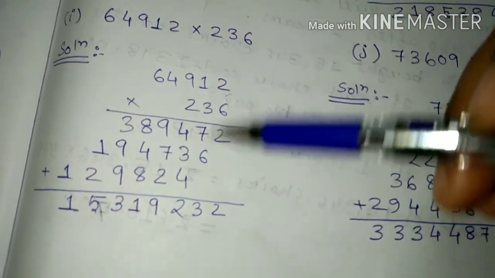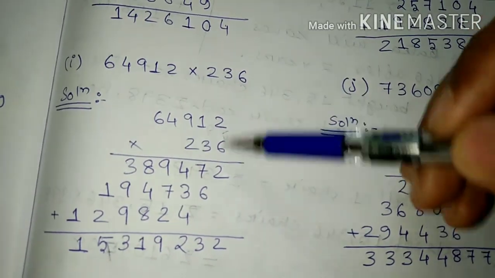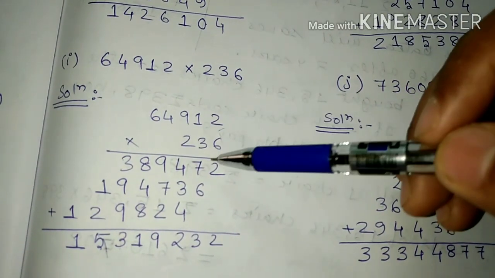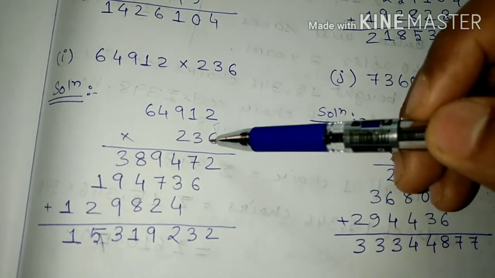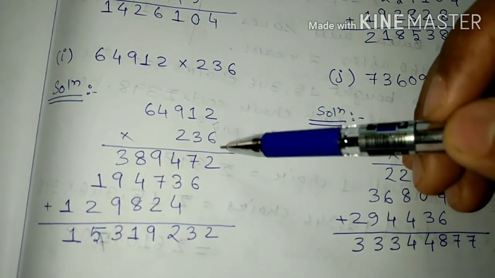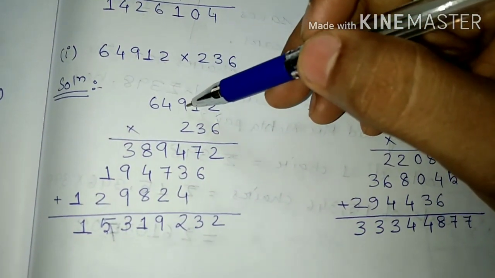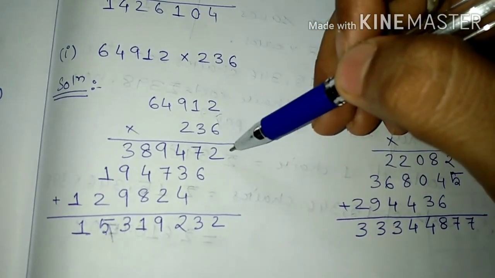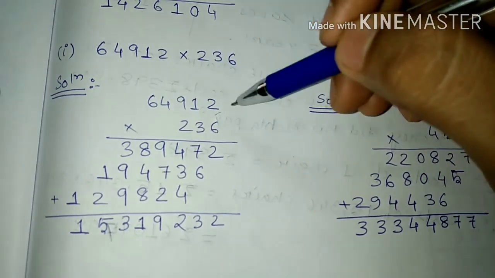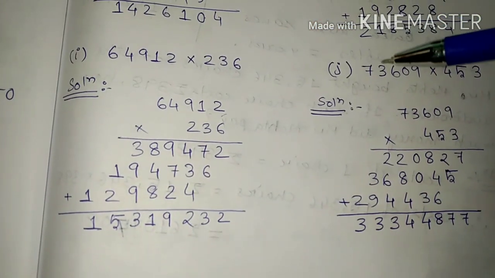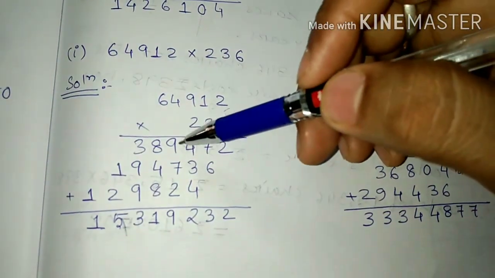Here also same process, here 3 times multiplying. 6 2s are 12, in your hand is 1. 6 1s are 6 plus 1 is 7. 6 9s are 54, in your hand is 5. 6 4s are 24, 4 plus 5 is 29, in your hand is 2. 6 6s are 36 plus 2 is 38, like that.